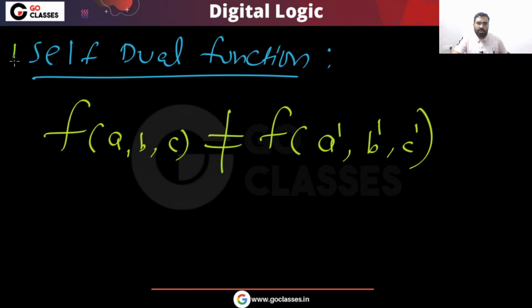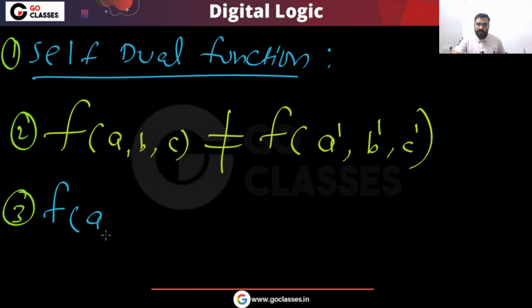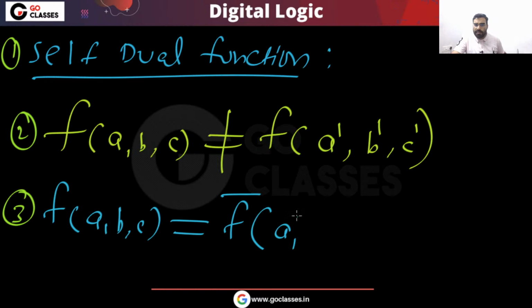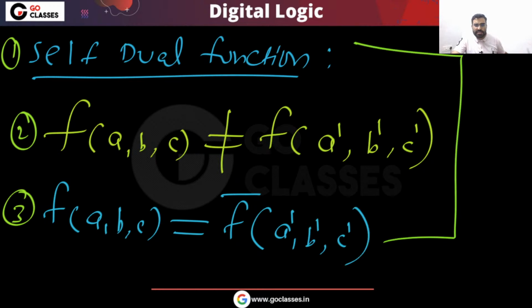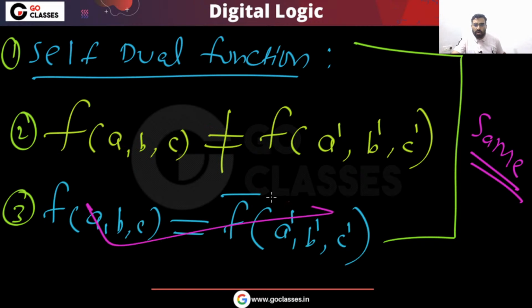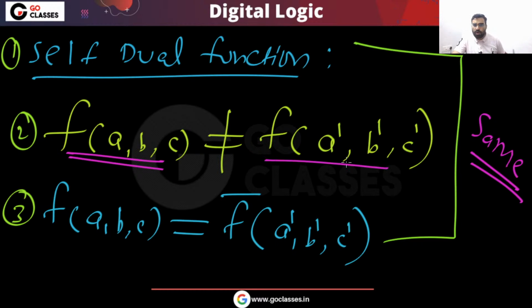Another definition, so either I can call it self dual, or another definition is like this: F(A,B,C) should be the same as F bar(A bar, B bar, C bar). So these three definitions are the same. In the exam they can give you any definition: they can give you this definition, or this one, or this one. All these definitions are the same. F(A,B,C) should be different from F(A bar, B bar, C bar). These must be different.